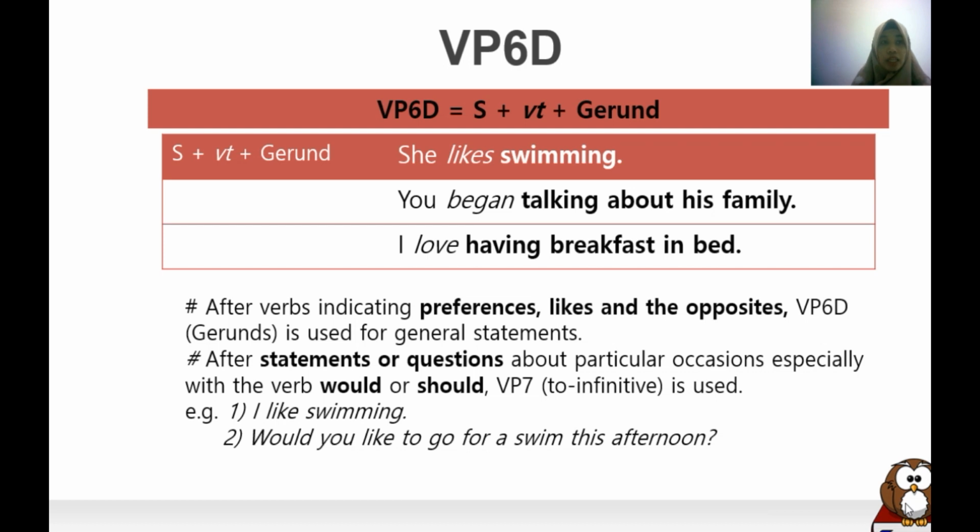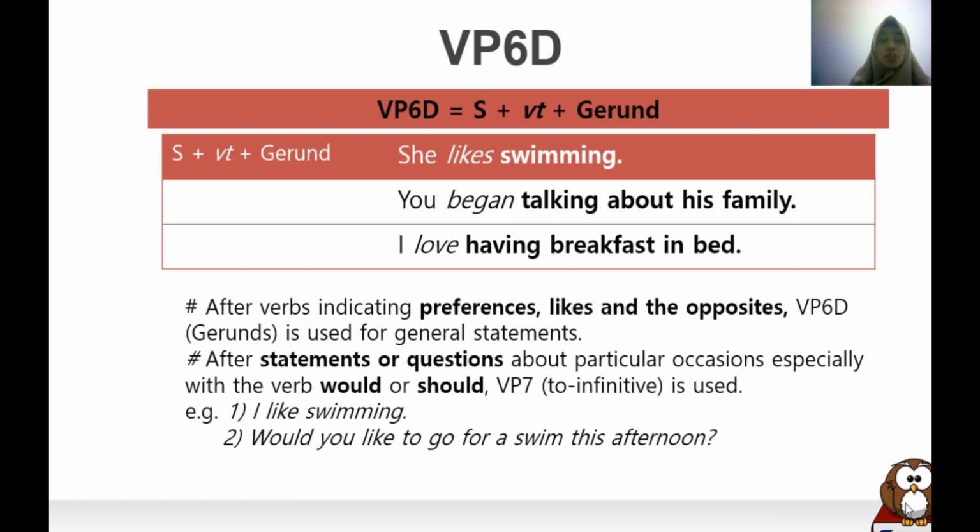It has a different meaning. But when we have VP6D, like she loves going to concerts, then the conversion to VP7 is she loves to go to concerts. They have a similar meaning.